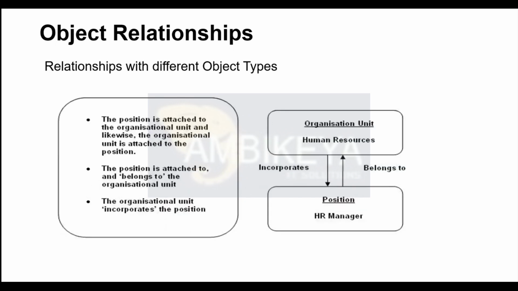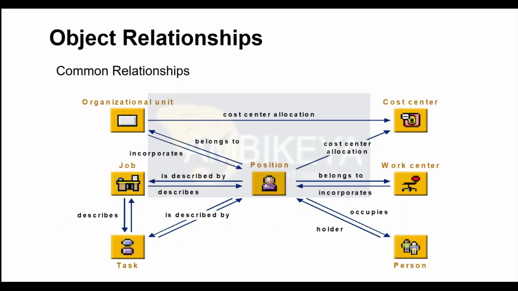Then there's something called relationship which can exist across different types. So your org unit can be linked to a position, your org unit can be linked to a job, your position can be linked to a person, and so on. This is a type of relationship where there can be different linkage between different objects. And thirdly, there are some common relationships. This is a very important slide. You always need to remember, maybe 1,000 questions can come from this.